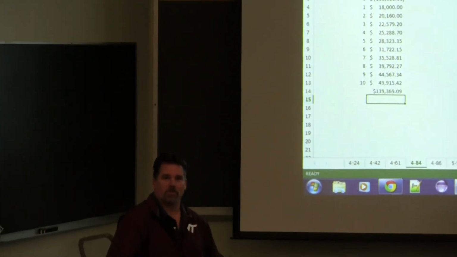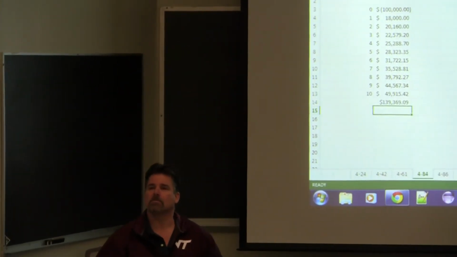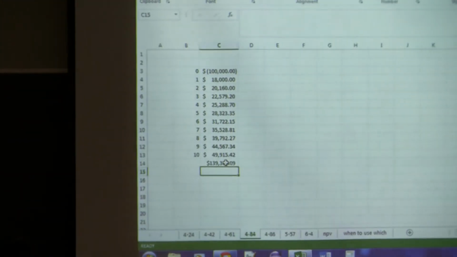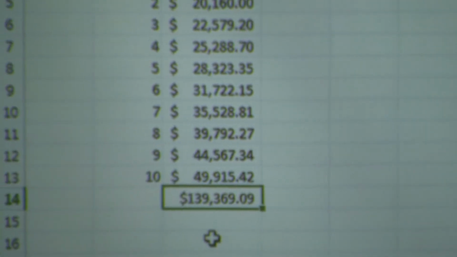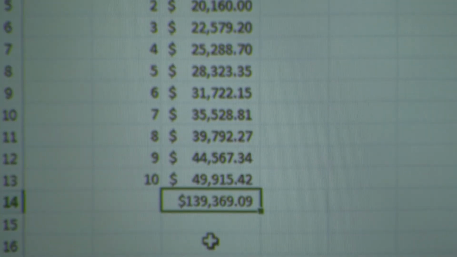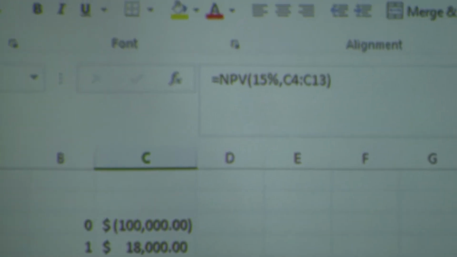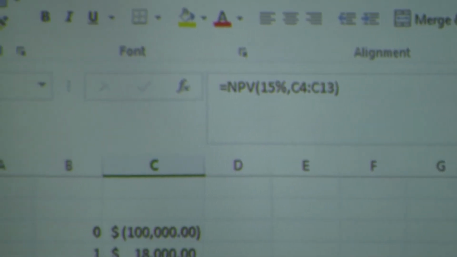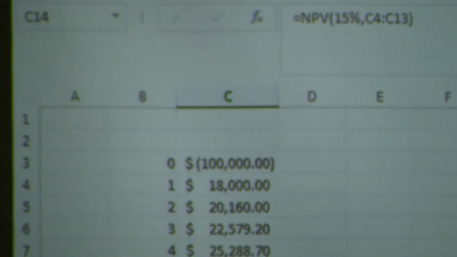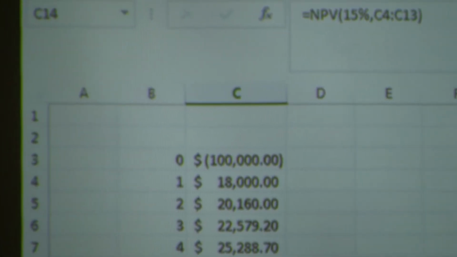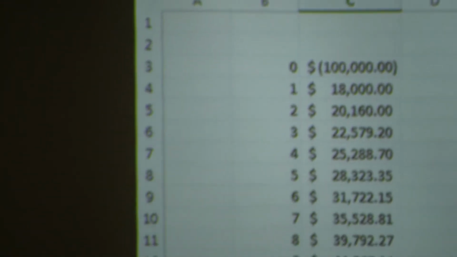Excellent. Can you show that again? Absolutely. It's equals NPV. Put in the rate, comma, and select the series of cells. Now, what cell did I not select? Time 0. Why did I not select time 0? It's already present value. Was the rate 12%? 15%. The increase was 12%. The rate was 15%.